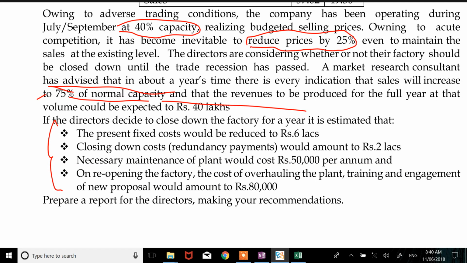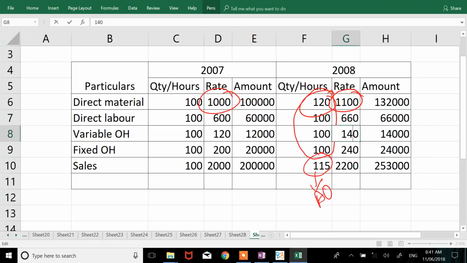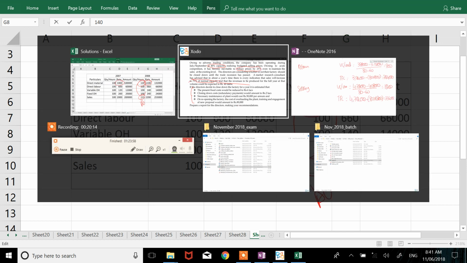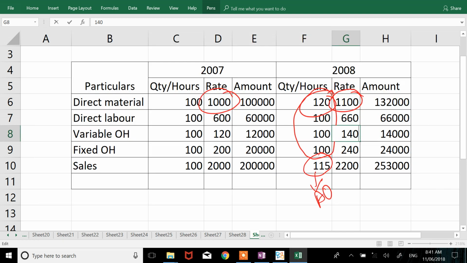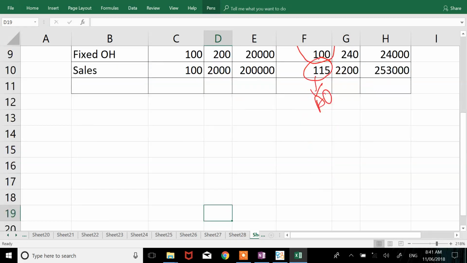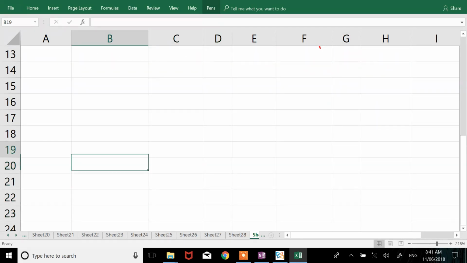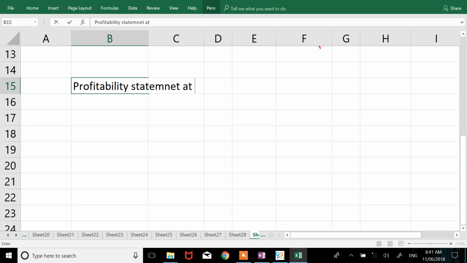Now we are going to do the statement if I continue at 40% capacity and see what loss I am making. If that loss is less than 9,30,000, continue running the factory. If it's more than 9,30,000, shut down the factory. Next working note, profitability statement at 40% capacity, in bracket 40 units. Particulars, calculation, amount.